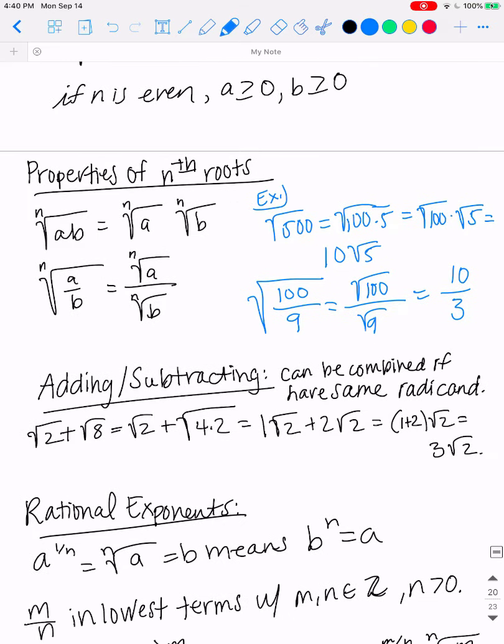Some properties of nth roots are the same as with square roots, except we're going to carry the n. So an example is the square root of 500. We could break that up into 100 times 5, and then 10 is the square root of 100, and then we just keep 5 under. There's another example there too, if you want to pause the video and look at it.